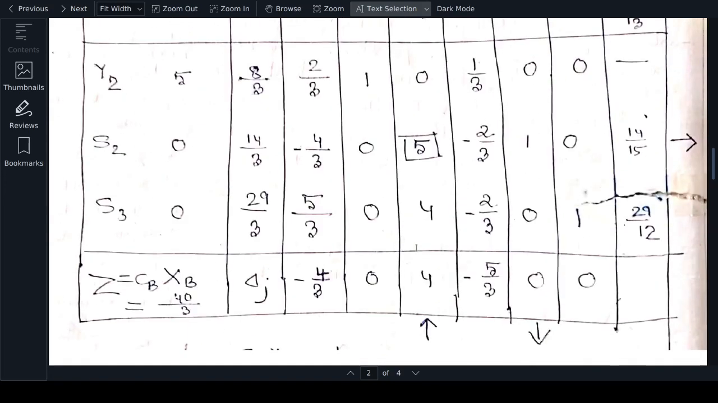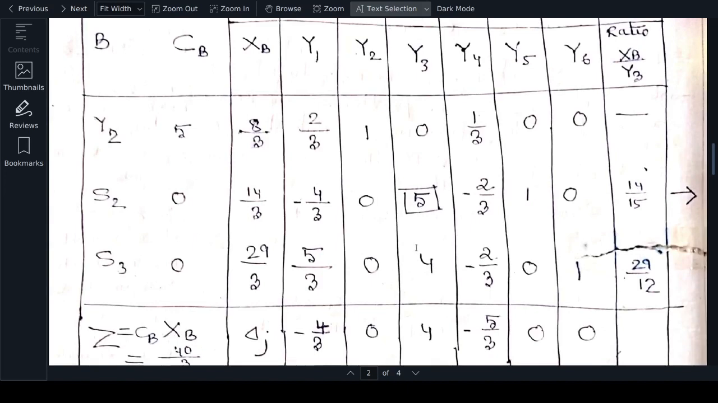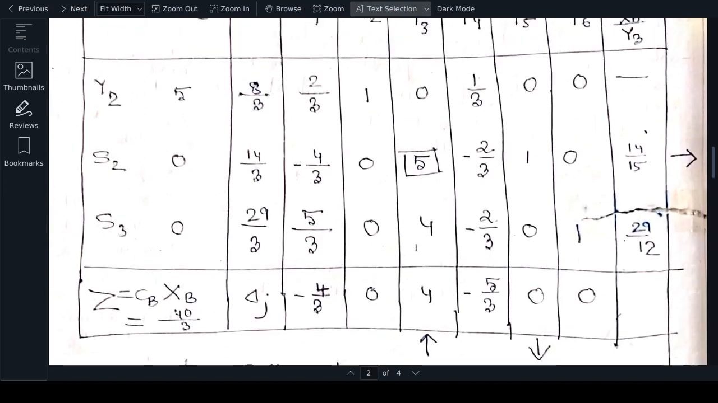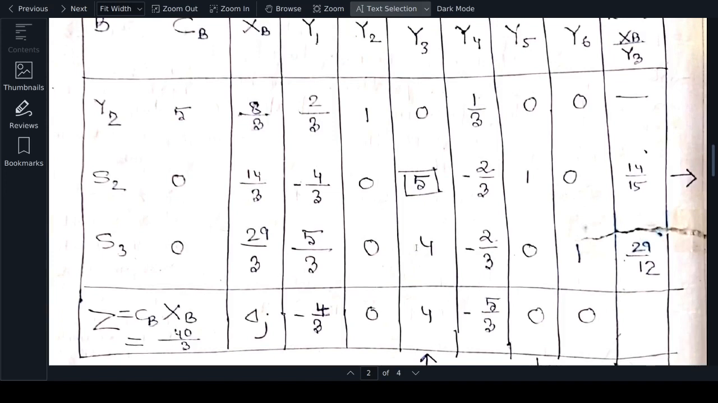Third row, first element. What is the old element? 29 by 3. Everyone okay? Then the corresponding element will be what? 29 by 3 minus what do we write? 4, into 14 by 3.